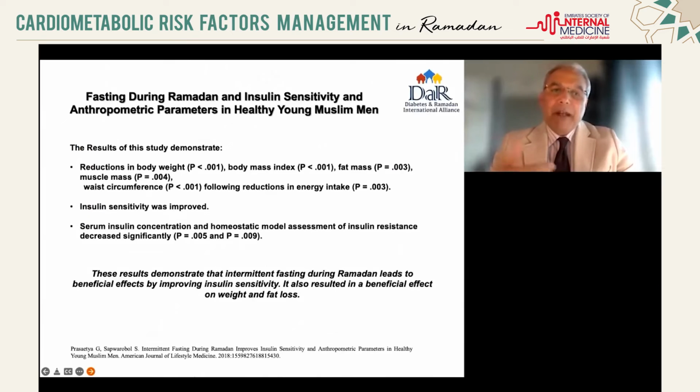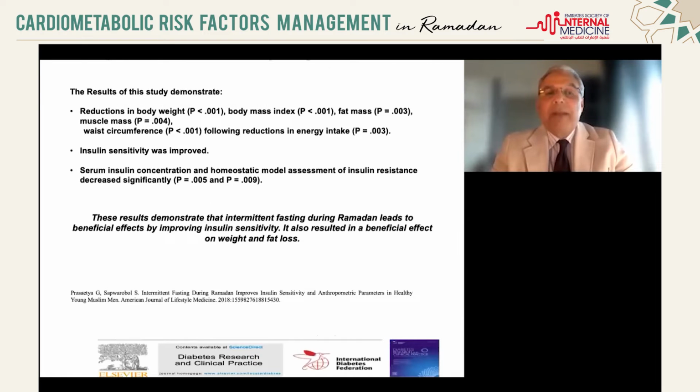Again looking at insulin sensitivity and anthropometric parameters in healthy young Muslim men, in this particular study they found a reduction in body weight and body mass index. The waist circumference shows a reduction, and the insulin sensitivity improved. But as I showed you from the systematic review, these changes are seen in some studies, and in other studies there isn't. So overall, there isn't harm, there is potential marginal benefit.